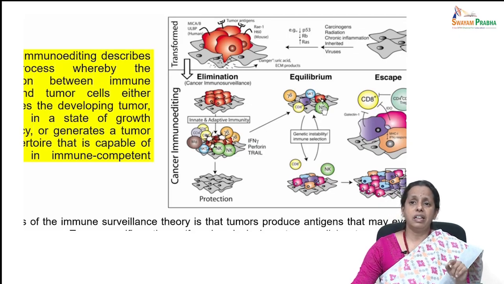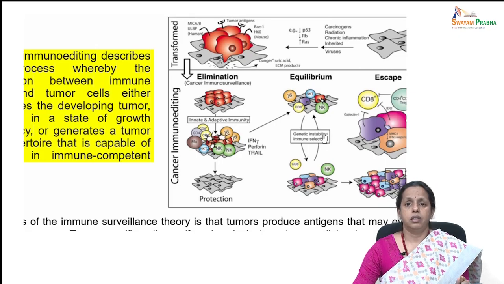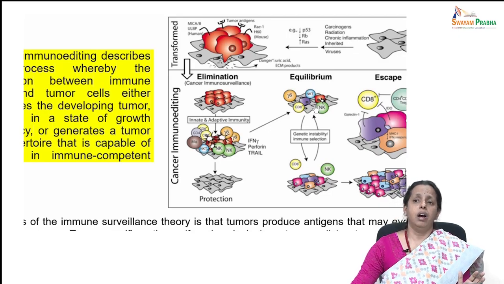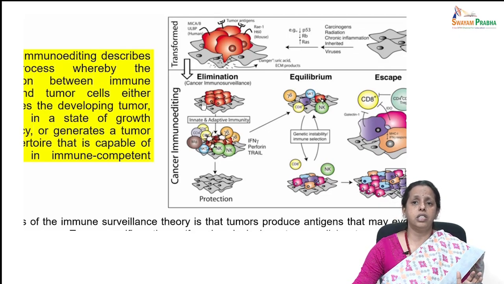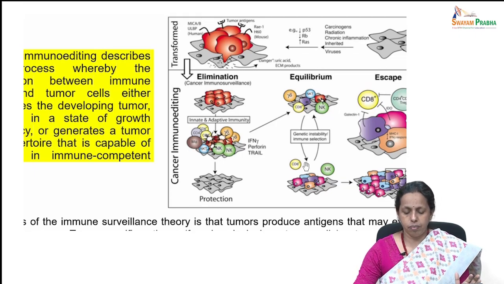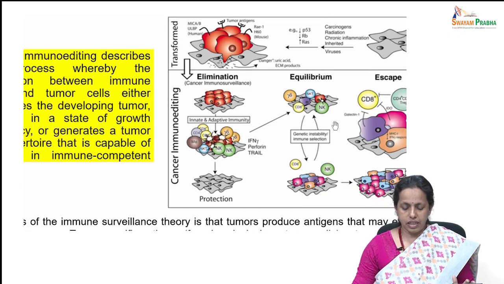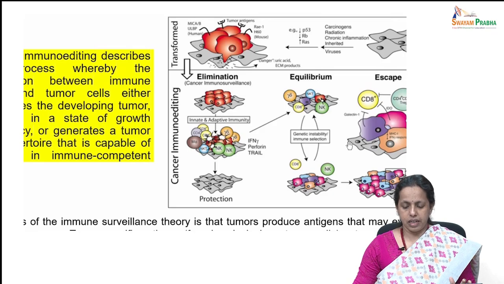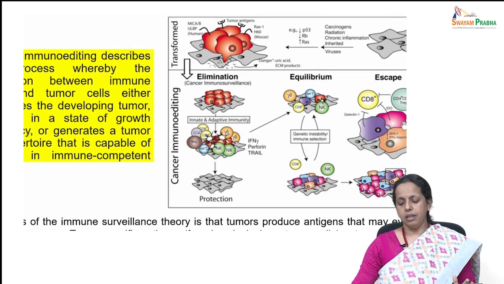They really know how to tackle the host immune response. Mostly in these cases, the cancers are clinically undetectable, and it is quite dormant. So these tumors are mostly in equilibrium, or they may even revert to elimination or progress to escape. It can go either way, either because of genetic instability or because of immune selection. So let us see what happens in the escape.